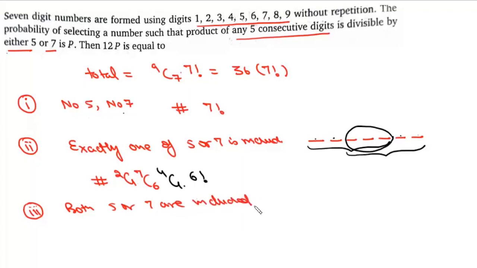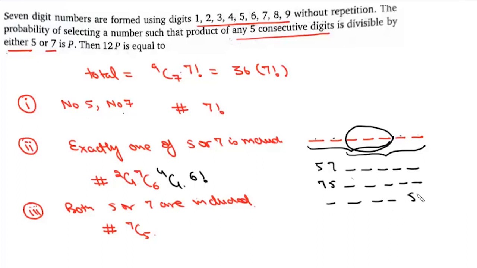Now if both 5 and 7 are included, in that case, we already have 2 numbers. That means from the remaining 7, we have to select any 5. So there will be 7c5. Now the numbers formed by them must not be divisible by 5 or 7 for any 5 consecutive digits. So it can happen if the number starts with 57, then we'll have 5 digits which are consecutive and not divisible by 5 or 7, or it can be 75, or it could be numbers ending with 57 or numbers ending with 75.